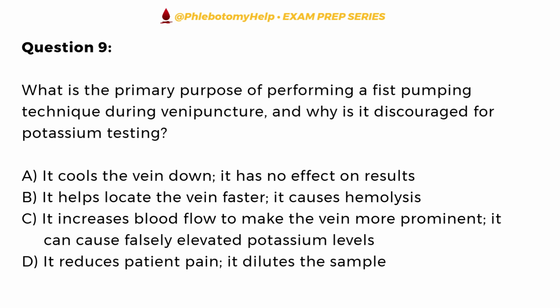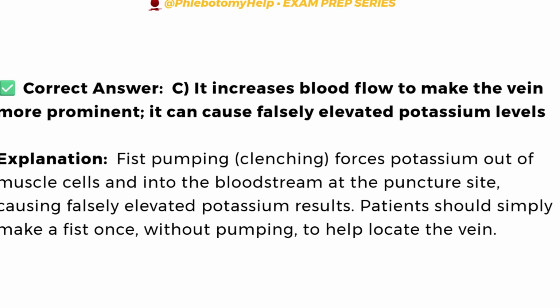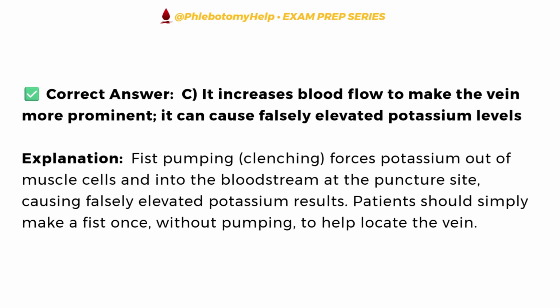Question 9. What is the primary purpose of performing a fist pumping technique during venipuncture, and why is it discouraged for potassium testing? Is the correct answer A, B, C, or D? The correct answer is C. It increases blood flow to make the vein more prominent. It can cause falsely elevated potassium levels.